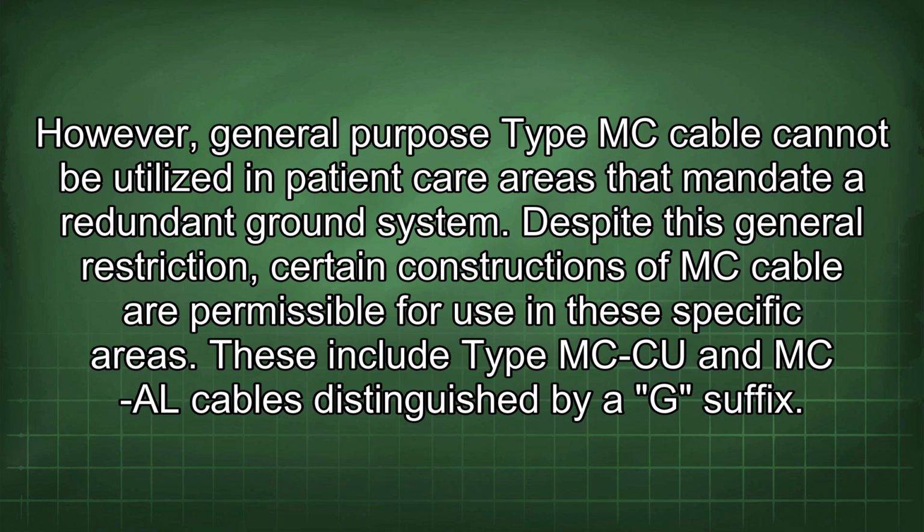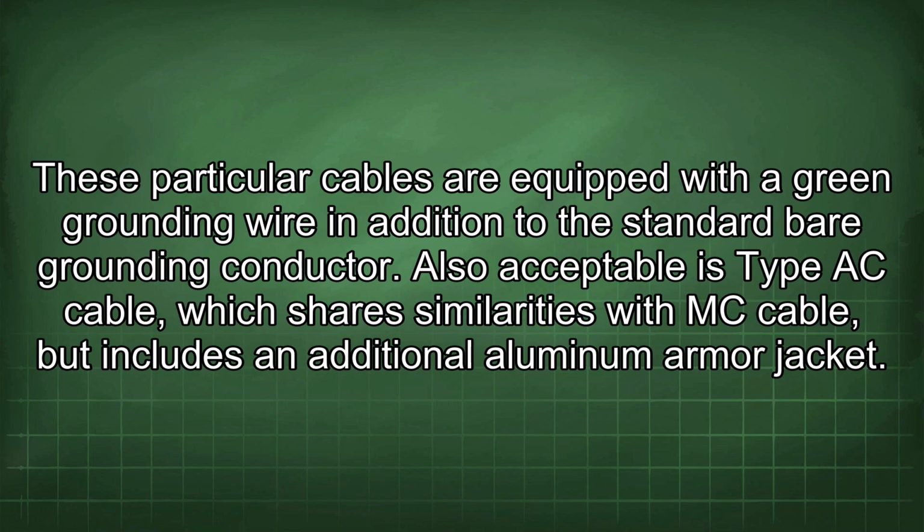system. Despite this general restriction, certain constructions of MC cable are permissible for use in these specific areas. These include Type MCCU and MCAF cables distinguished by a G suffix. These particular cables are equipped with a green grounding wire in addition to the standard bare grounding conductor. Also acceptable is Type AC cable, which shares similarities with MC cable but includes an additional aluminum armor jacket.